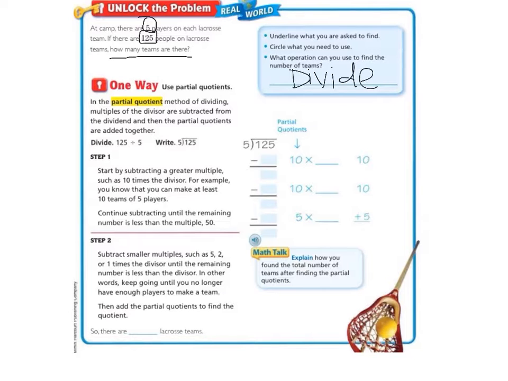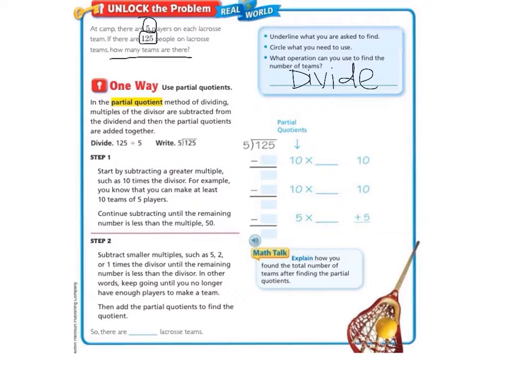One way that we can divide 125 by 5 is by using a partial quotient. A partial quotient is when we divide a little bit at a time and we find each part of our answer. So it says we're going to divide 125 by 5. And step 1 says we're going to start by subtracting a multiple of 5, such as 10 times 5. Because 10 is easy and we know that 10 times 5 is 50.